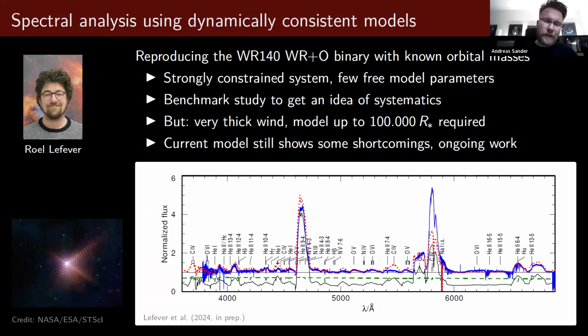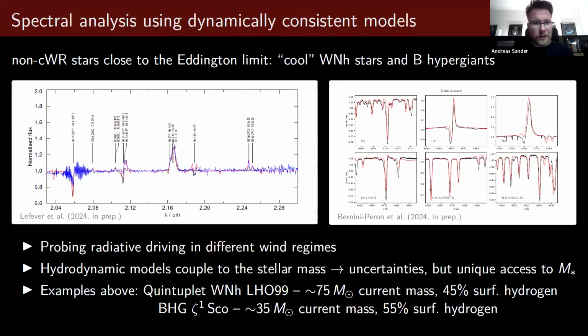And we're using this because we can then compare the masses that we need, for example, for our model with the orbital masses that are known in the system. And we also see that we require a very, very thick wind model that is basically reaching further out than what we typically would use. Maybe 1,000 or even 10,000 stellar radii are not enough here. We really need to go to 100,000 stellar radii, which is quite numerically challenging.